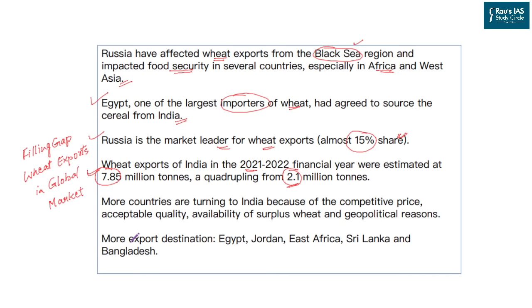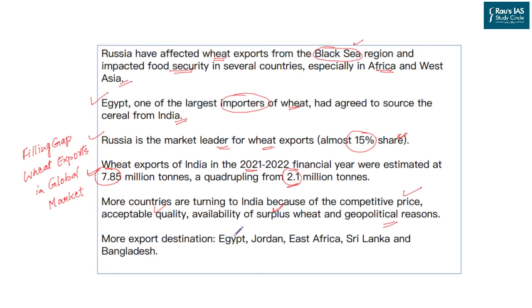And because of this reason, as India can produce better quality of wheat at competitive prices, with acceptable quality and availability of surplus stock, along with geopolitical reasons, because India is a more politically stable country than others, there is no war situation in India, India's defense sector is also better, India's supply chain is also better, and India produces at a lower price. All these reasons have combined together to make India one of the most favorable and most sought after countries as far as wheat exports are concerned.